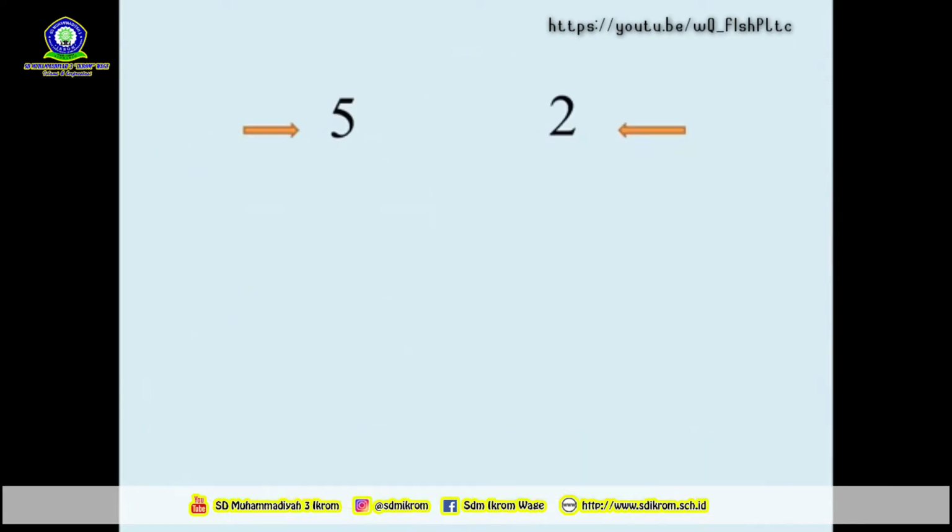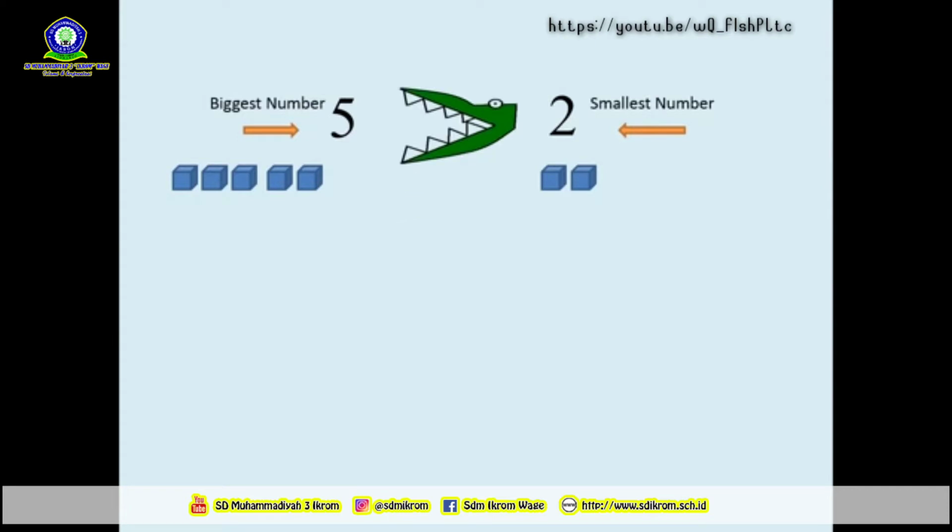Let's start comparing numbers. We have the number 5 and the number 2. 5 ones and 2 ones. I can see the numbers and I can see the base 10 blocks. I can tell 5 is the biggest number and 2 is the smallest number. Allie the alligator wants only big numbers, so Allie is going to eat the number 5. You're right. I can read 5 is greater than 2.